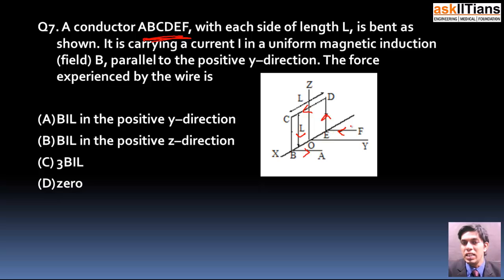Now we know that these ends of the wire will feel equal and opposite force. So the net force experienced due to AB and EF will be 0. The same goes for the branch BC and ED. Net force again experienced by these two branches are equal and opposite and hence a 0 force. Now for the branch CD, I have a current moving in this direction and I have magnetic field along positive y-axis. So I need to just take a cross product of I cross B. So I will get a force in this direction, that is in positive Z direction. So BIL in the positive Z direction, that's the correct answer.